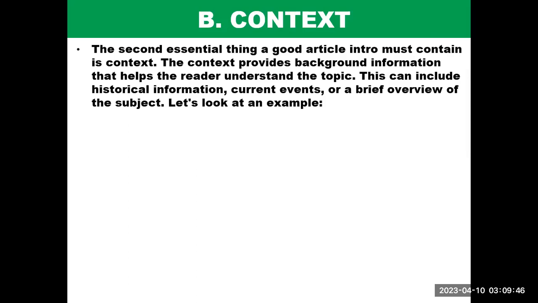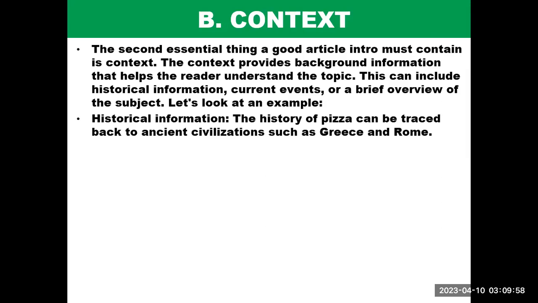Now, the background information can include historical information, current events, or a brief overview of the subject. Okay, let's look at an example. Historical information. The history of Pisa, for example, can be traced back to ancient civilizations such as Greece and Rome. Now, this background information can actually raise the consciousness of the reader to understand that this is a long-standing subject of great importance, dating back to ancient civilizations such as Greece and Rome.